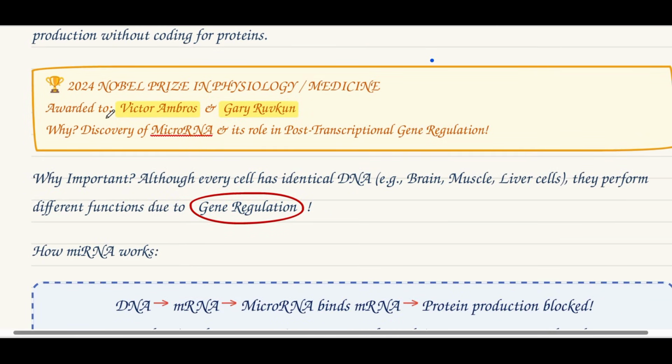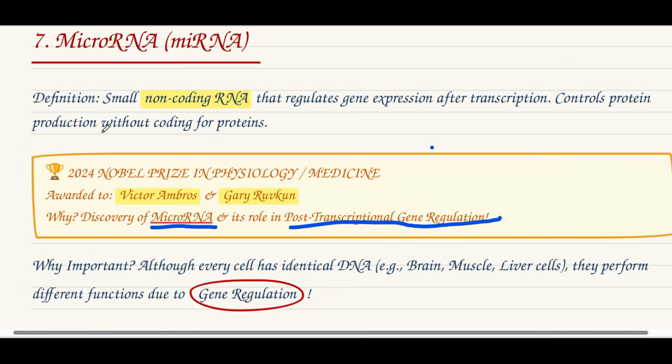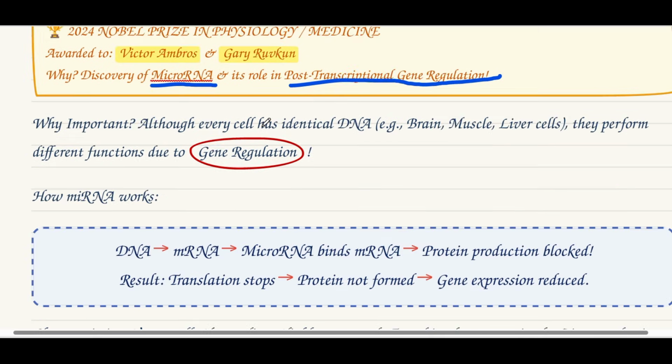Here are some Nobel Prizes, just try to learn them. In 2024, the Nobel Prize in Physiology or Medicine was awarded to Victor Ambros and Gary Ruvkun. Why did they get the Nobel Prize? Because of the discovery of microRNA and its role in post-transcriptional gene regulation. They discovered that microRNA controls protein production without coding for any protein.